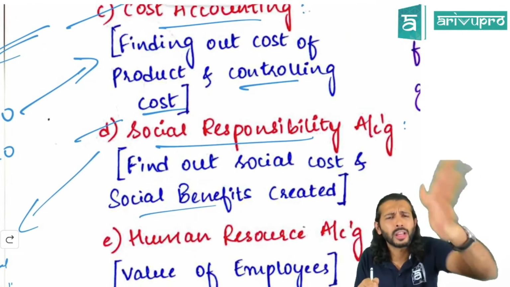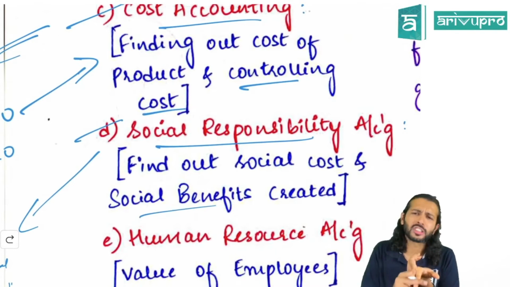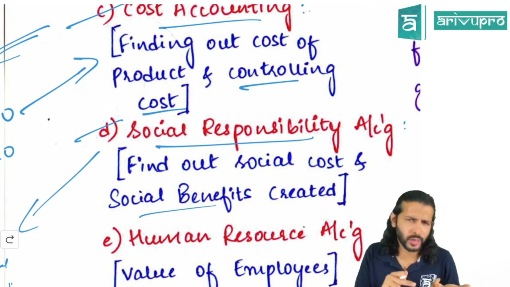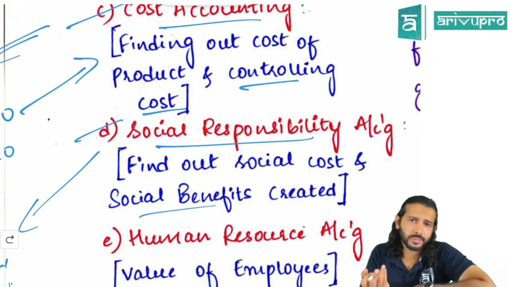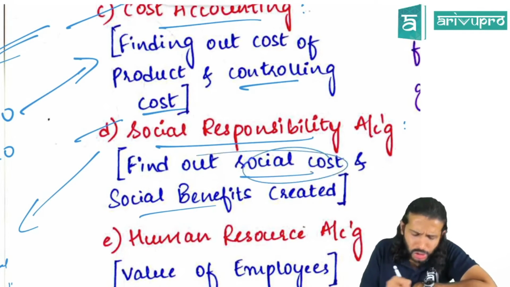Like contributing for COVID, opening hospitals, giving free education. These are all social benefits which a company does. There'll also be some social cost.